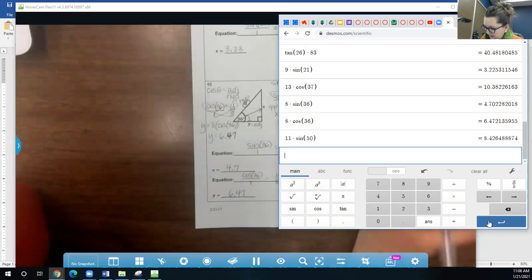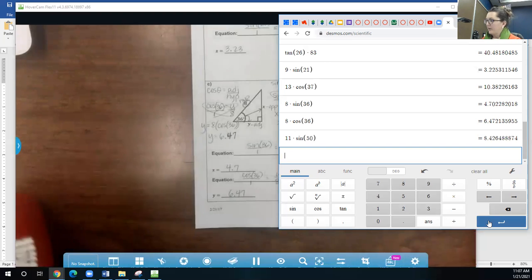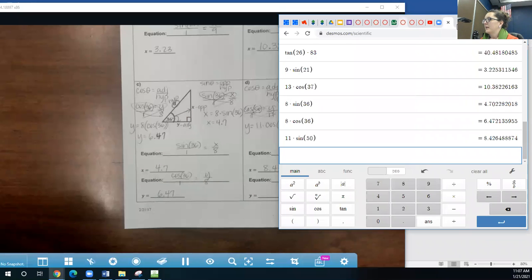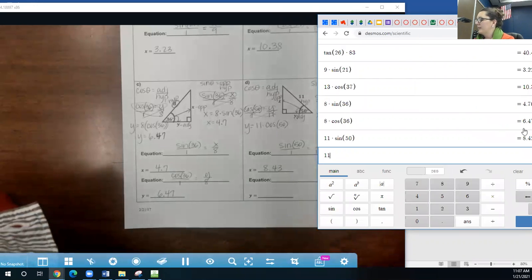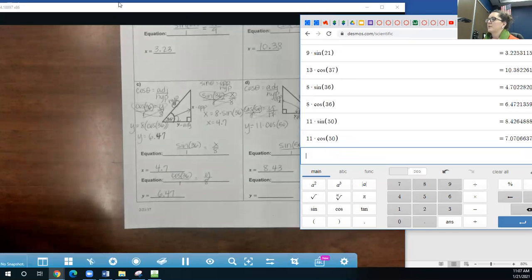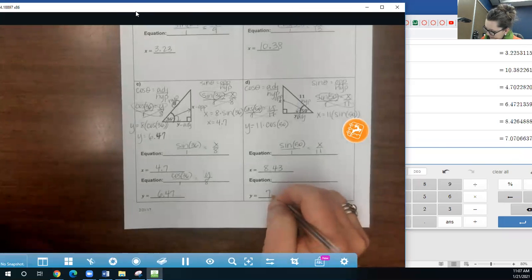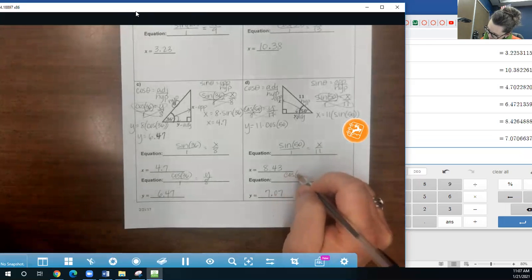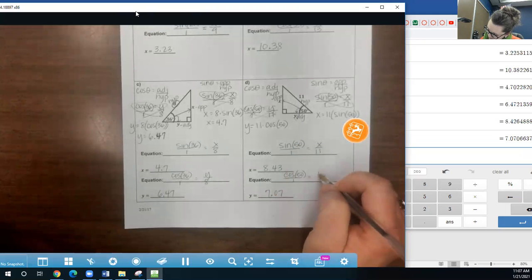Make it a proportion by placing it over 1. Cross multiply, y equals 11 times cosine of 50. All right, let's plug it in the calculator. Oh, you could not see my notes, could you? There we go. Plug it in the calculator here. So we have 11 times cosine of 50, and we get 7.07. 7.07. And our equation was cosine of 50 divided by 1 equals y divided by 11.